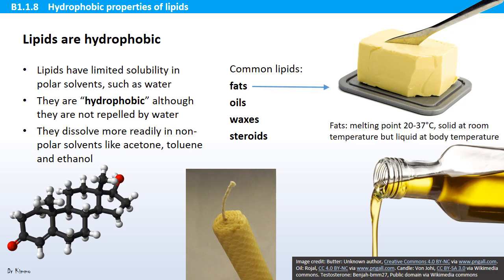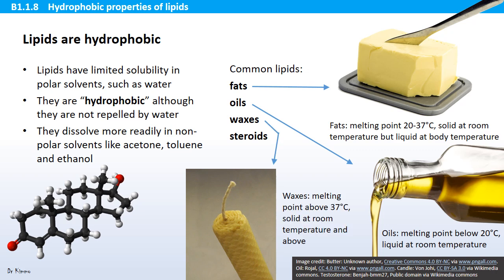Fats, as you may have noticed, are solid at room temperature, but they are liquid at body temperature. Oils are liquid at room temperature. Waxes are solid at room temperature and above, but they do melt if you, for example, burn them in a candle. Steroids have a four-ring structure, and examples of steroids are cholesterol, testosterone, and estrogen.